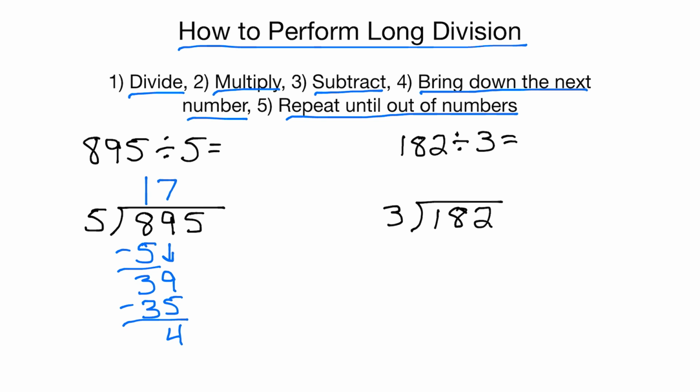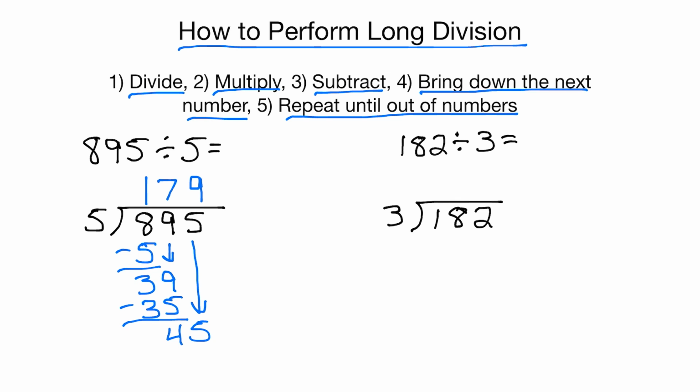And then bring down the next number. In this case, it's a 5. How many groups of 5 are in 45? 9 groups of 5. So every time we're doing that first step, which is dividing, we are putting an answer on the answer line at the top of this division symbol.